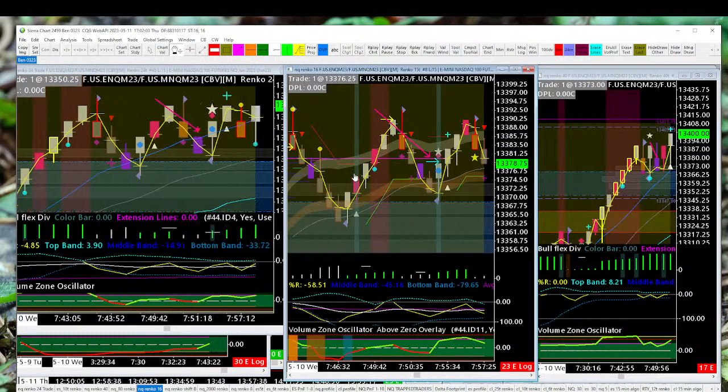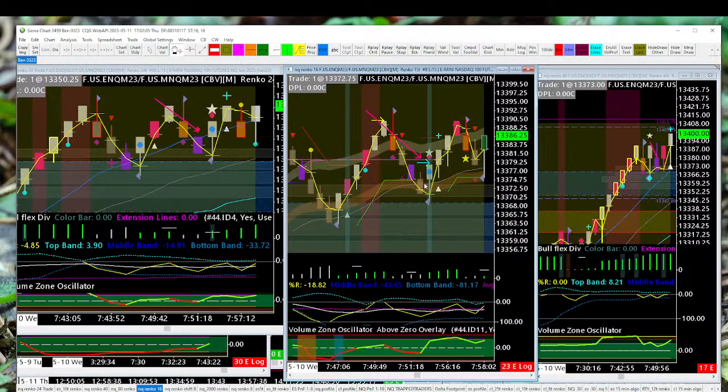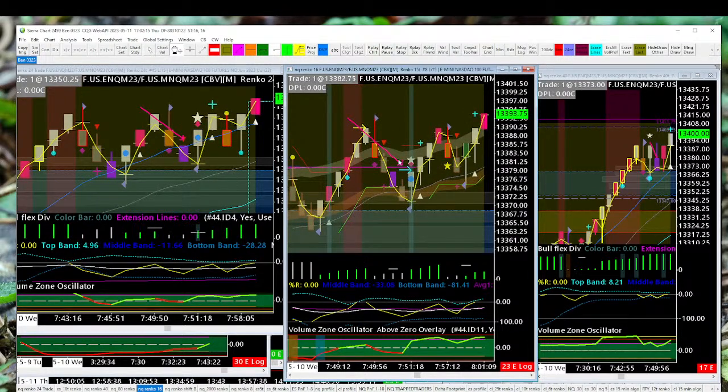And it might work, right? Then we get a pullback, we get a green bar. If this would have made a lower low on the indicator, but a higher low on price, that's a good entry. Otherwise, I'm going to skip it. But it did come back into the VPOC. See how this VPOC, we defended it right there?